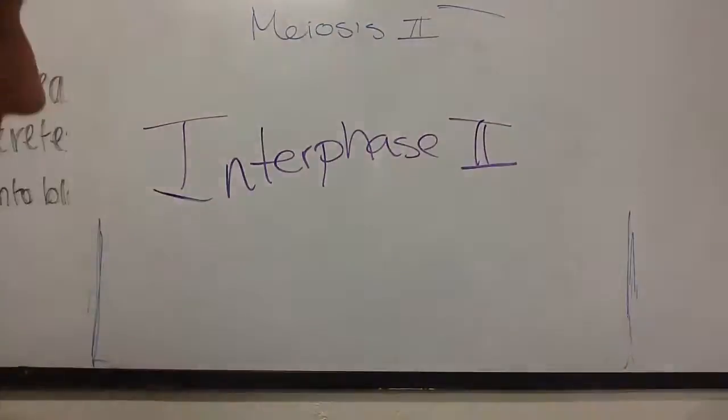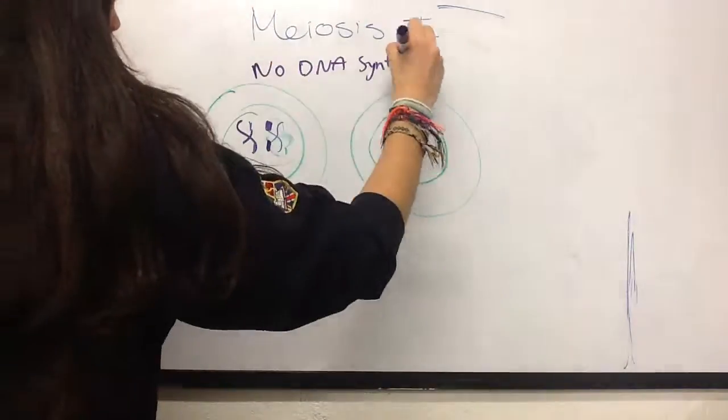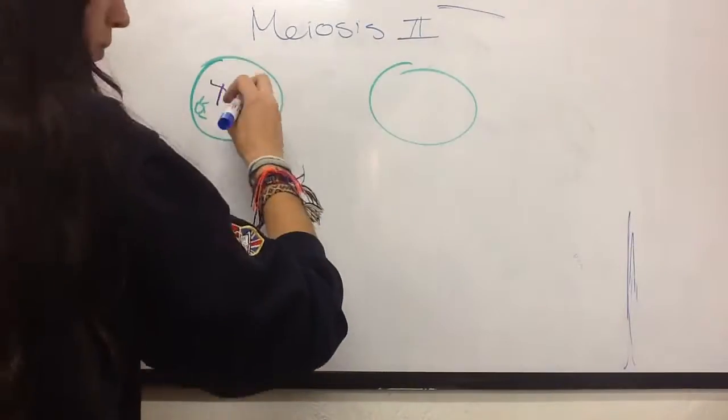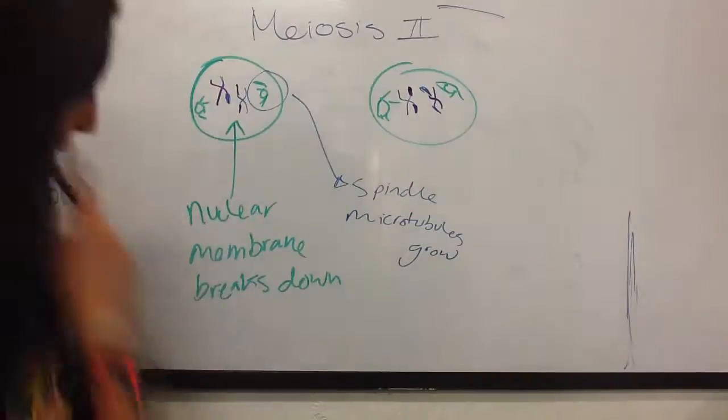Meiosis 2. Interphase 2. In this phase, no replication occurs. The nucleus breaks down. Prophase 2. Chromosomes condense and they become visible. No crossing over occurs in this phase.